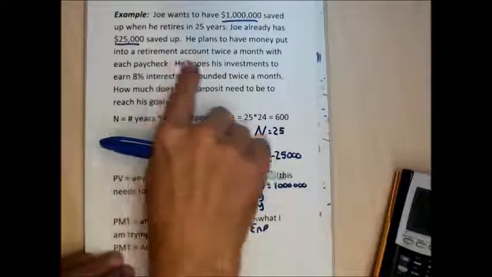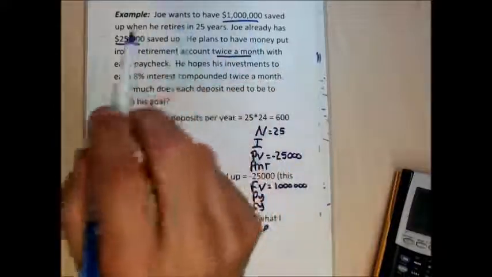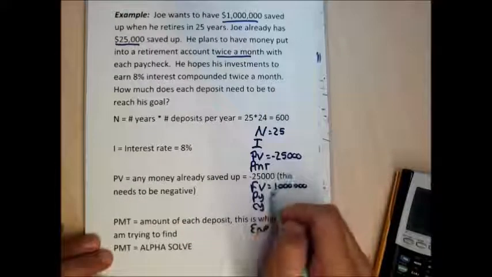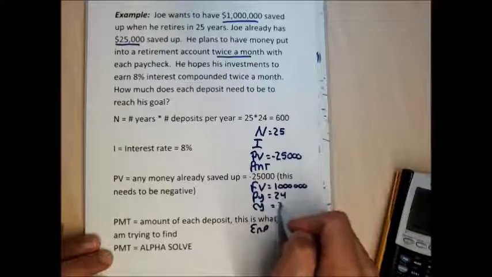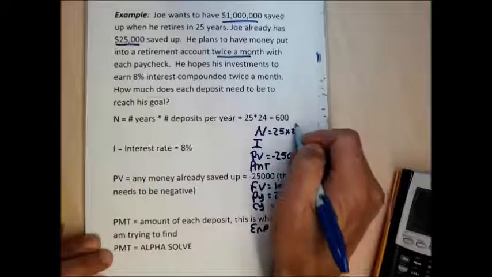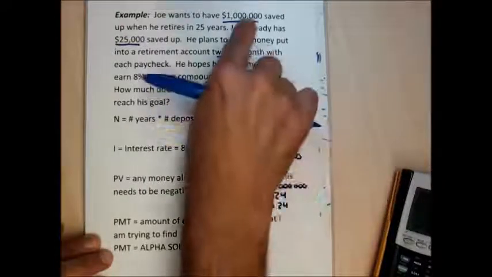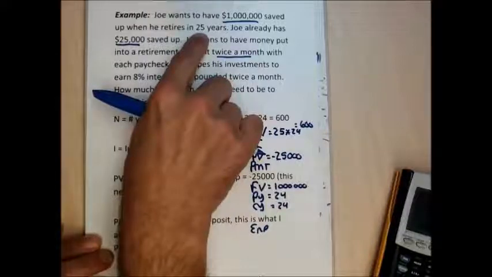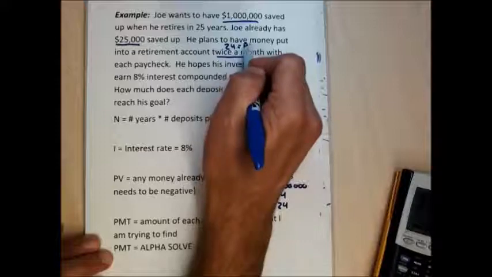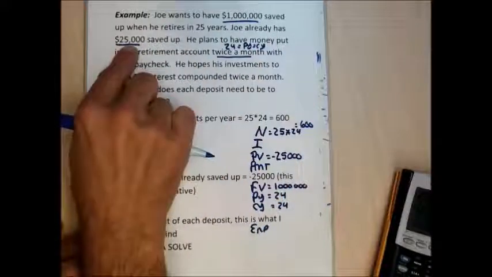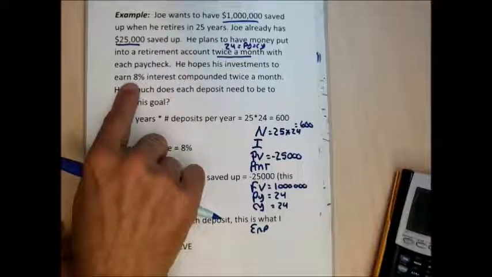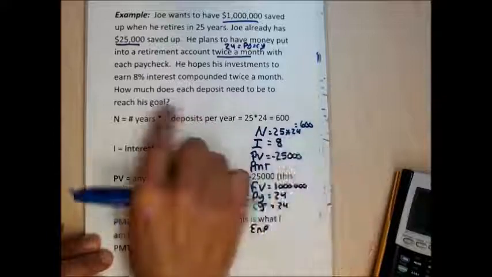He plans to put money into a retirement account twice a month. And twice a month, the PY and the CY are 24. So I'm going to put a PY and a CY of 24 for the twice a month. And for the N, I'm going to multiply the 25 by 24, and I get 600 for the N. So 1 million for the future value, 25 for part of the N, you have to multiply it by this 24 for the PY and the CY. $25,000 is a PV, it needs to go in as a negative. He hopes his investment earns 8% interest, so the I is 8%. How much does he need to deposit?